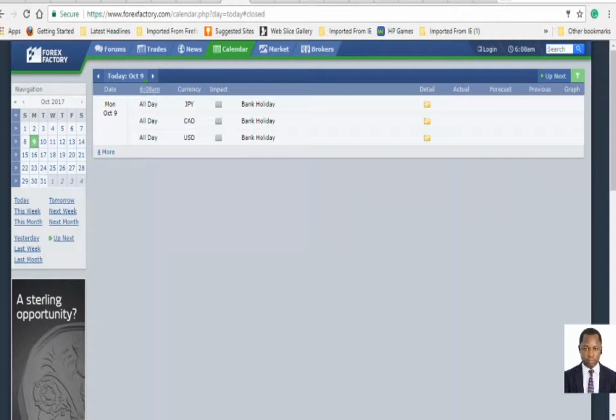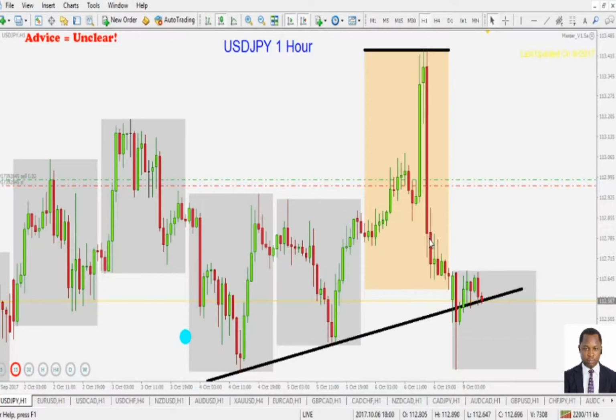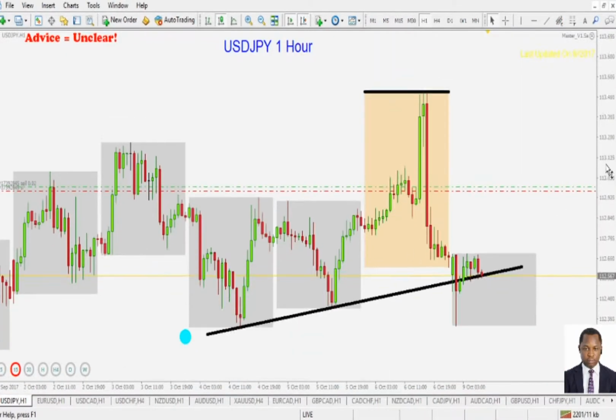Anyway, let's move into the charts and define our key levels of support and resistance, especially in the intraday time frames. And let's see the kind of structures we have on ground. First, let's begin with the American dollar against the Japanese yen. This is the 1 hour time frame.